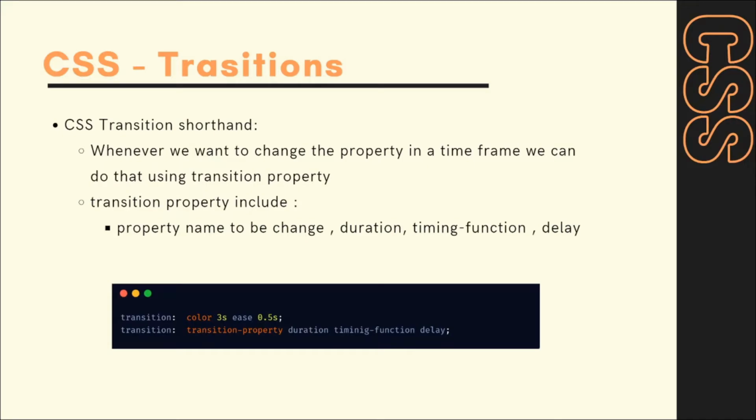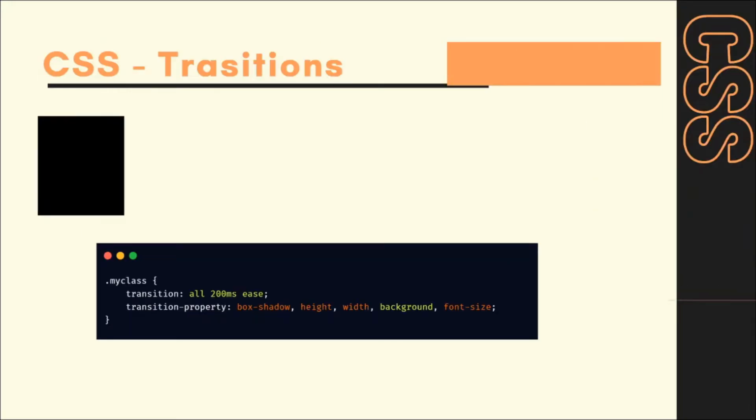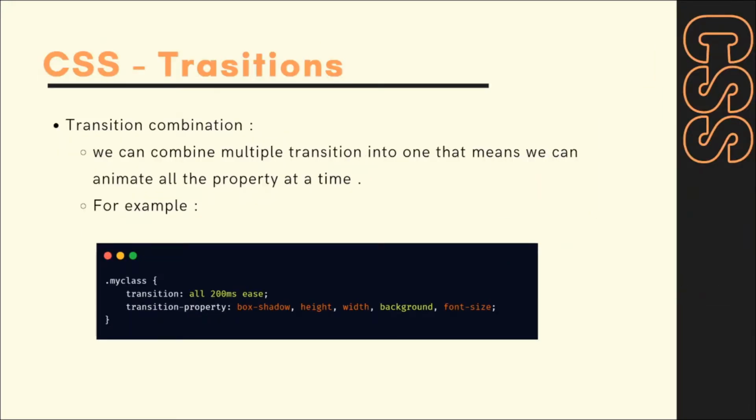Let's see how to combine the different transitions. For example, there might be a situation where we want to animate the height at the same time. We want to animate the width also, the background also, the font size also. We want to scale it also. We want to rotate it also. These things we can do using the transition combination method.